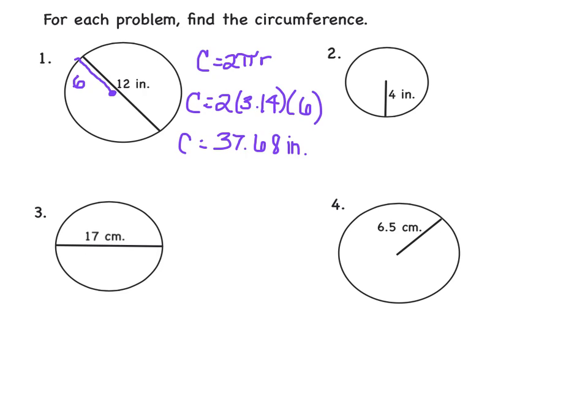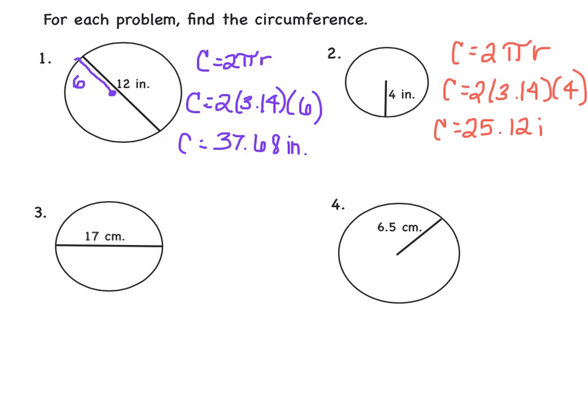Find the circumference now for circle number 2. First step always is write your formula. C equals 2 pi r. C equals 2 times 3.14 times my radius, r. They give me the radius this time because this line only goes from the center of the circle to the outside. So the circumference of this circle is 25.12 inches.